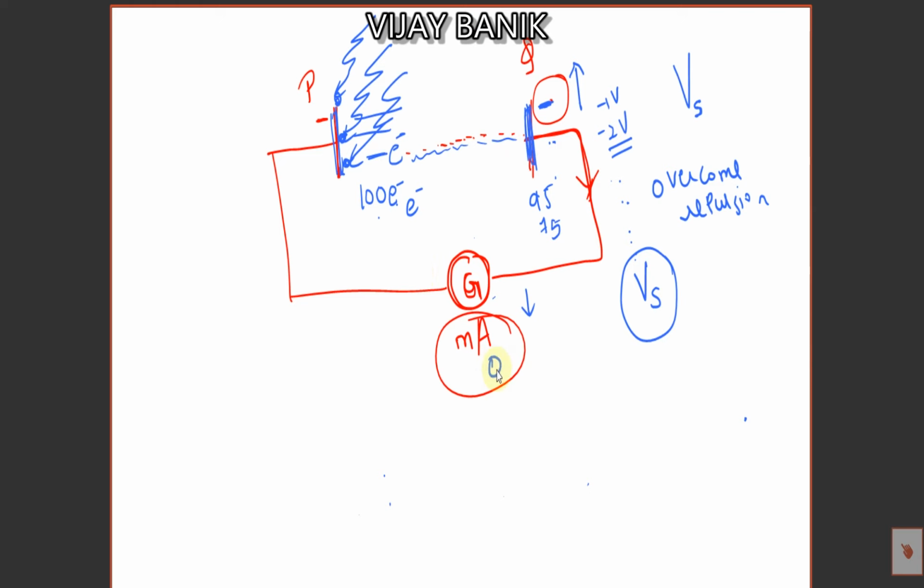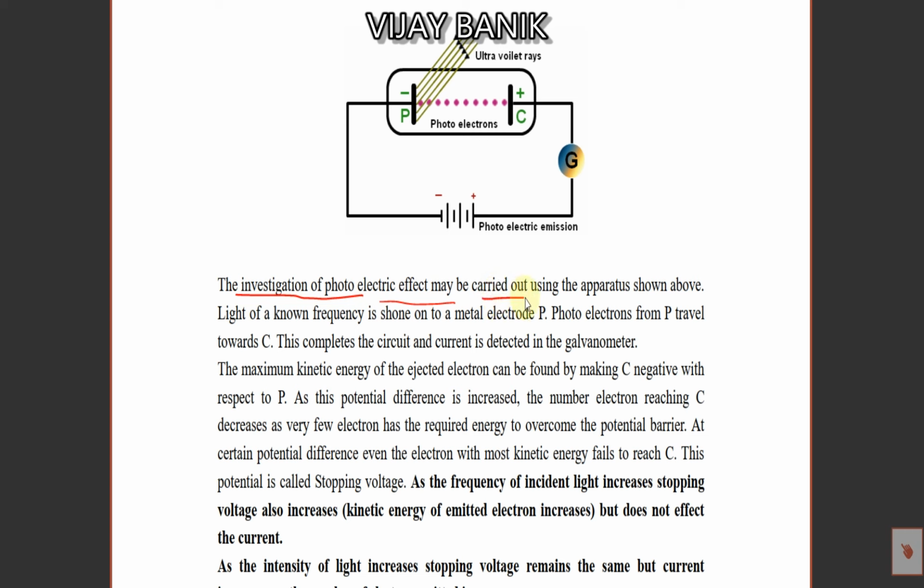Let me read this whole thing for you. See, the investigation of the photoelectric effect may be carried out by using the apparatus shown above. This is a galvanometer. You can also use a milliammeter over here. Light of known frequency is shone onto the metal electrode P. So we are shining the light over here, and if the light is above the threshold frequency, there will be an emission of electrons. Photoelectrons from P travel towards C. Why? Because they get attracted. I already explained that. This completes the circuit and current is detected at the galvanometer.